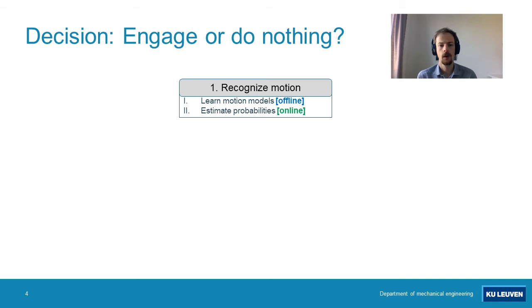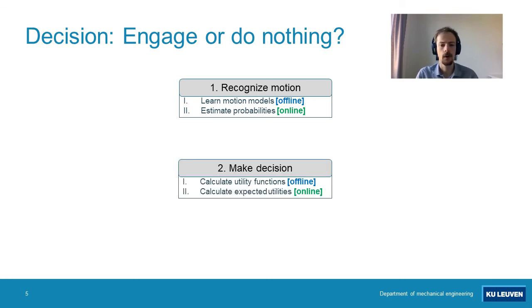In the first step, we will try to recognize an ongoing motion. To do so, we first learned offline a number of probabilistic motion models, which we can then use online to estimate probabilities of an ongoing motion. In the second step, we will try to make a decision, and we make a decision based on an expected utility or an expected reward of engaging the support mechanism.